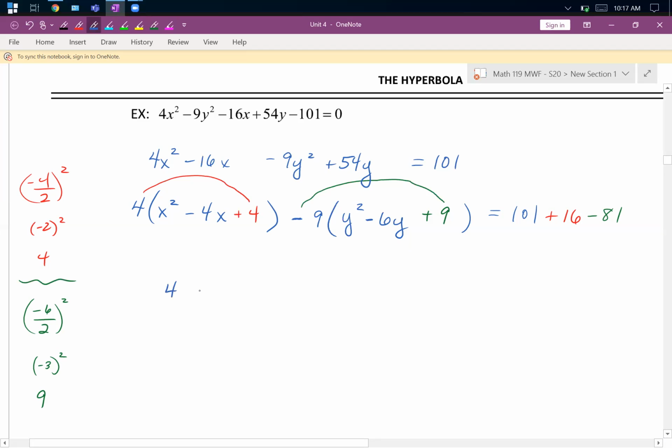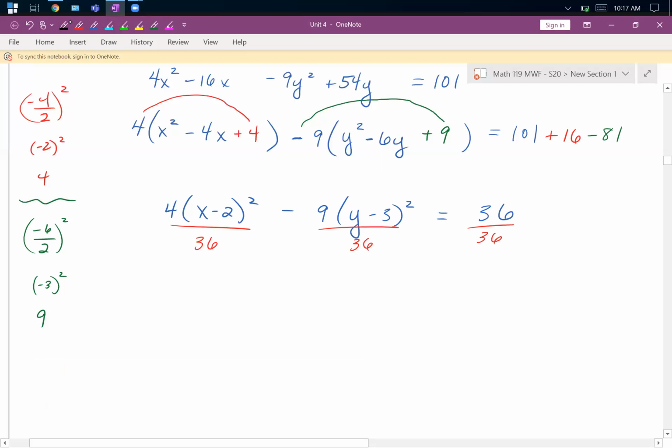So this is going to turn into 4 times x minus 2 quantity squared minus 9 times y minus 3 quantity squared equals 36. And now we're going to transform it into standard form by dividing everything by 36. x minus 2 squared over 9 minus y minus 3 squared over 4 is equal to 1.